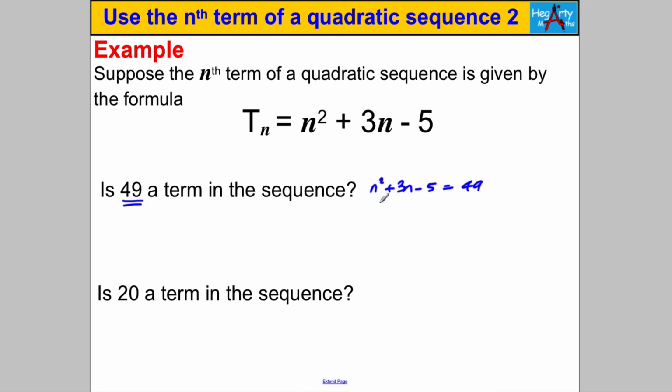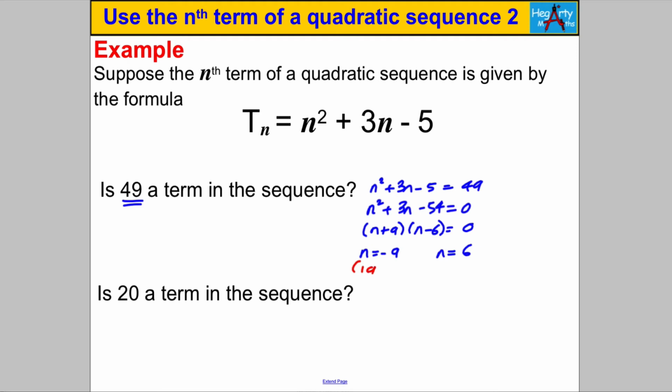Let's subtract 49 off both sides to make the quadratic equal 0. N squared, therefore, add 3n, take away 54 would equal 0. Can we try and factorize this? Well, it looks potentially hopeful. Let's have a go. That goes n add 9, n subtract 6. That factorizes too. And therefore, on the one hand, n is negative 9. And on the other hand, from this side, n would therefore be positive 6.